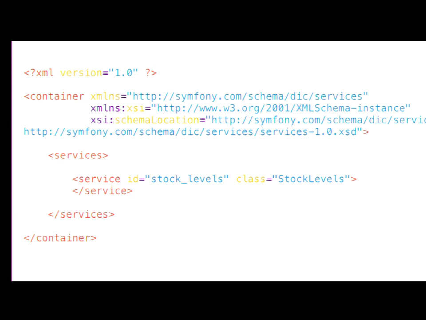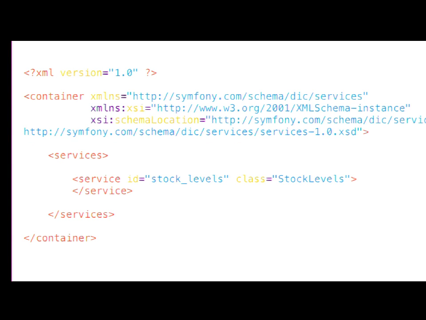So in our XML file for services, the simplest thing we can do is just define a service like this. So we give it an ID. This is similar to Pimple's array access keys. So we're saying we've got a stock level service with that ID, and then the class is the actual PHP class here, stock levels. You could use namespaced classes in here and write out the full namespace. So we're saying to the container, when I ask for one of those, use new on that stock levels class and then give that back to me.